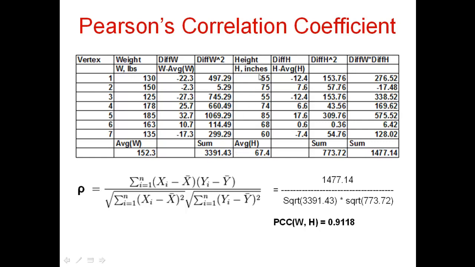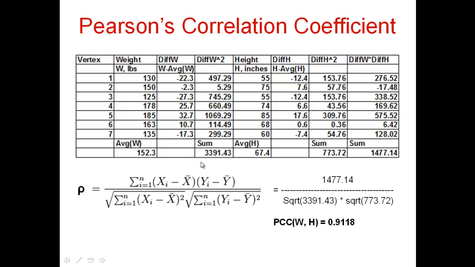So repeat the calculations similarly for the height. So take the average of the height and find the difference between the individual height values and the average height. So 55 minus 67.4 is negative 12.4. 75 minus 67.4 is 7.6, and so on. Then find the squares of the differences in height. So square the differences in height and then sum those squares of the differences.